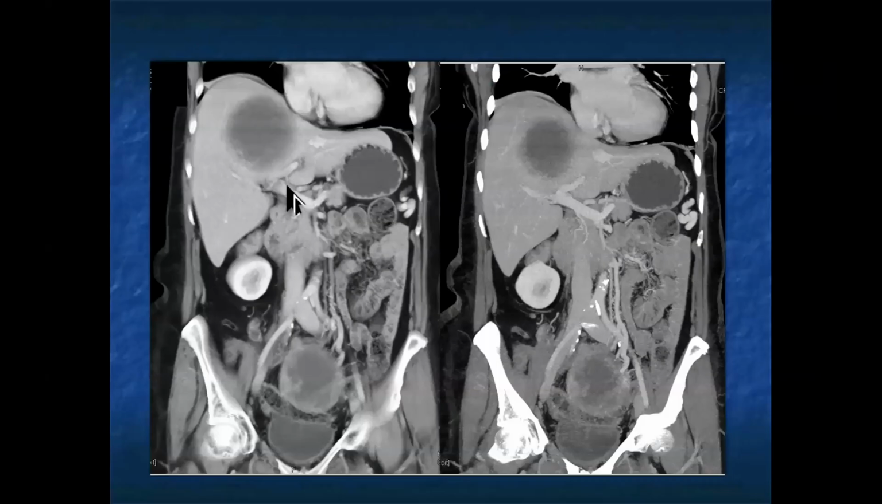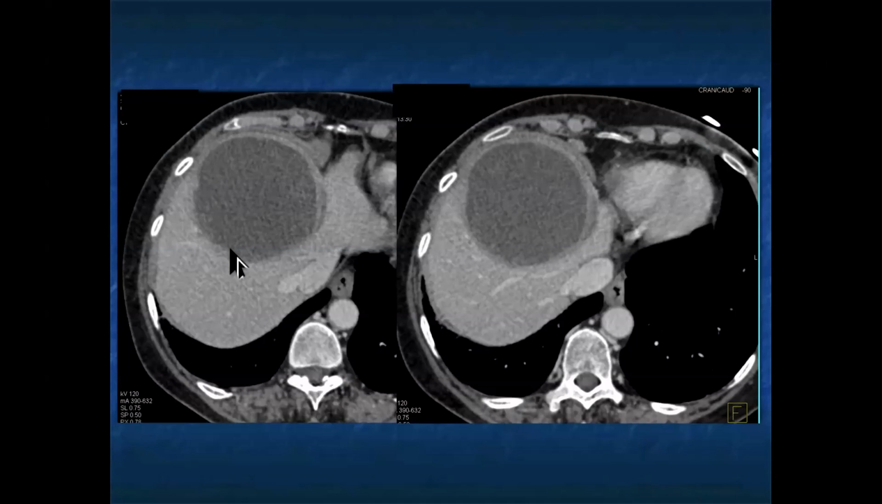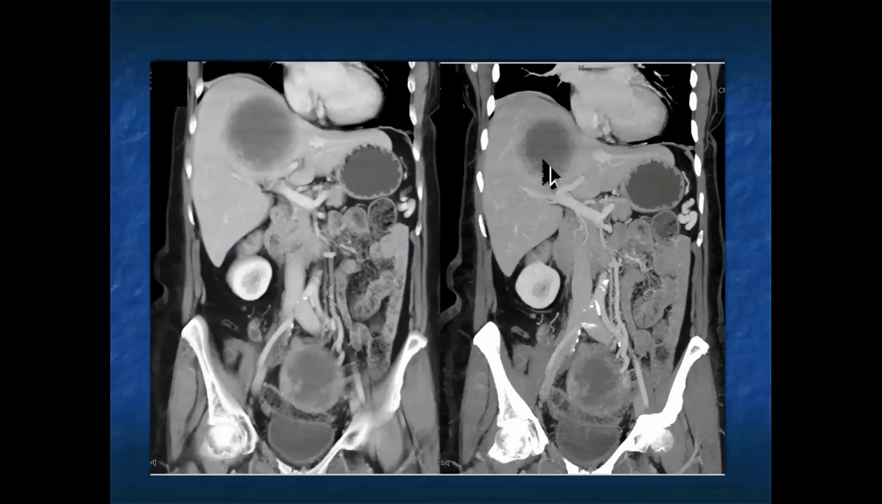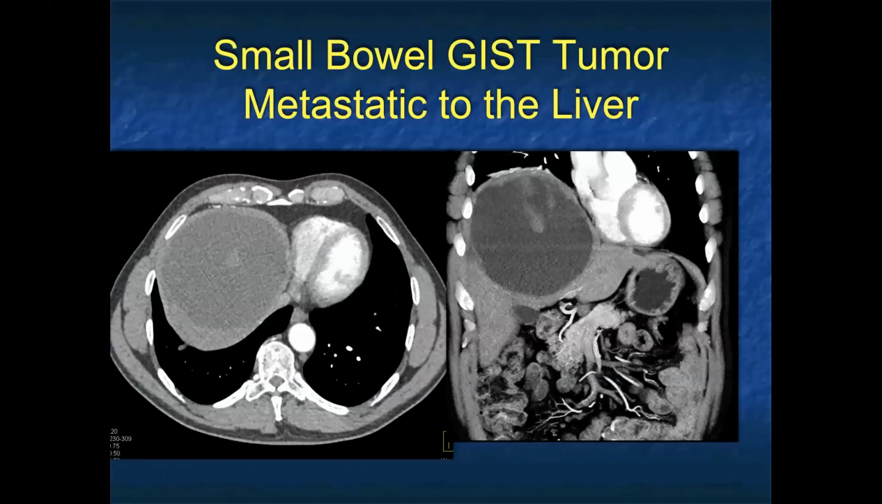And inferiorly, I'm sorry, machine's jumping. And inferiorly, there's irregularity. That's not a simple cyst. And that was a cystic metastasis from a patient with a GIST tumor. So again, looking and being very strict, looking at borders, enhancement, the wall, the interface between the cystic lesion and the normal liver all becomes very important trying to reach the right diagnosis.